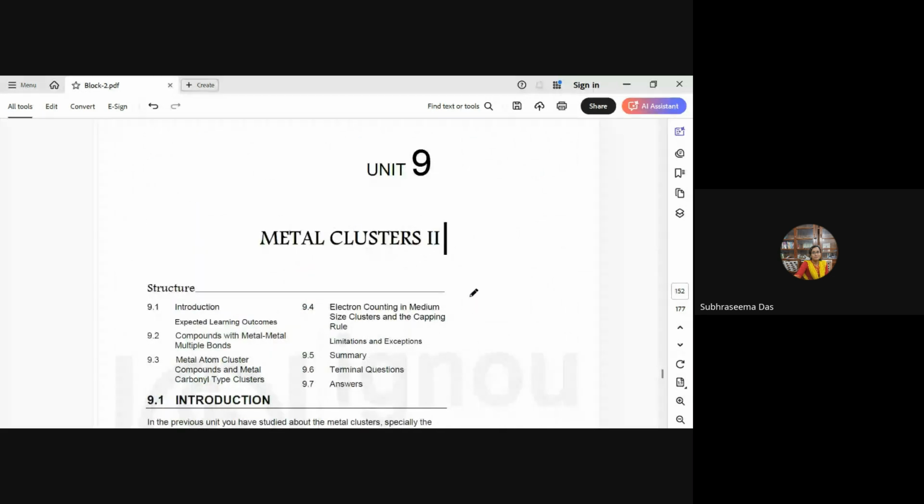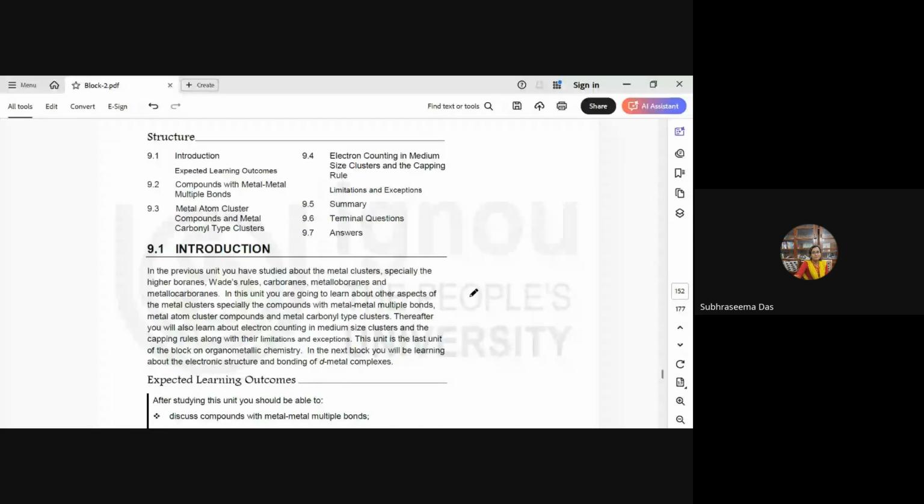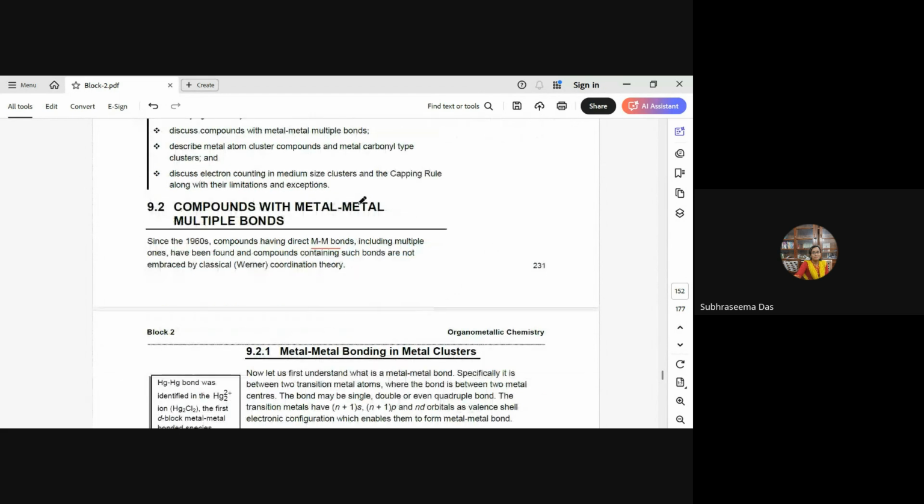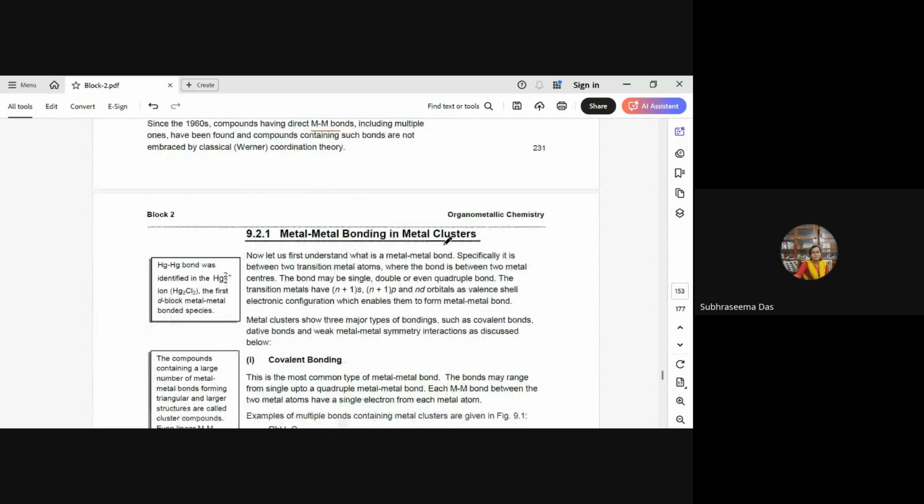Then coming to the next unit, that is metal clusters part 2. First we will study the compounds with metal multiple bonds. Compounds with metal bonds were first known, but then there was the development of metal bonds with multiple bonds, and they were also studied.